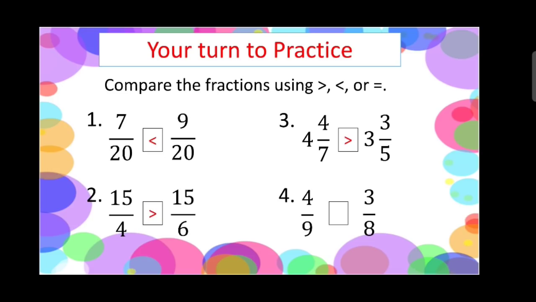And then, lastly, number 4, ito naman dissimilar fractions. Ibig sabihin, magkaiba na numerator, magkaiba rin yung denominator. So, ano gagawin natin? So, we do cross multiplication. So, unahin natin, 9 times 3, 27. Kabila naman, 8 times 4 is 32. So, si 32, mas malaki kay 27. Therefore, ibig sabihin lang po, si 4 over 9 is greater than 3 over 8. Ibig sabihin, mas mataas si 4 over 9 kaysa kay 3 over 8.